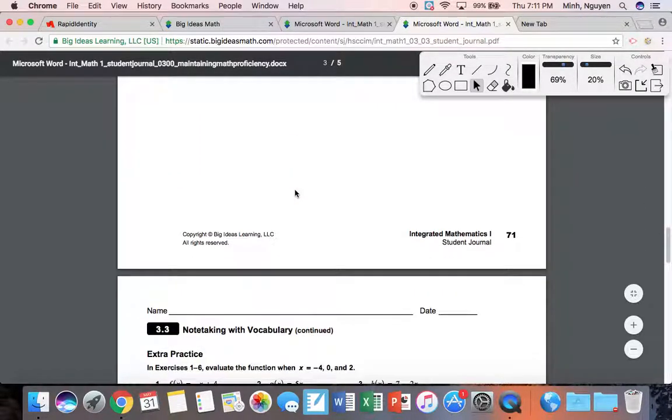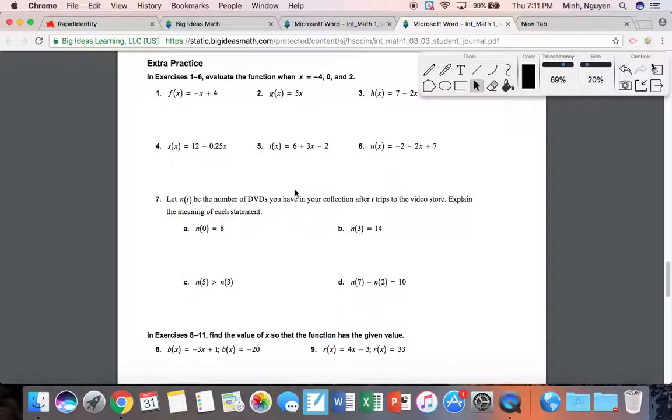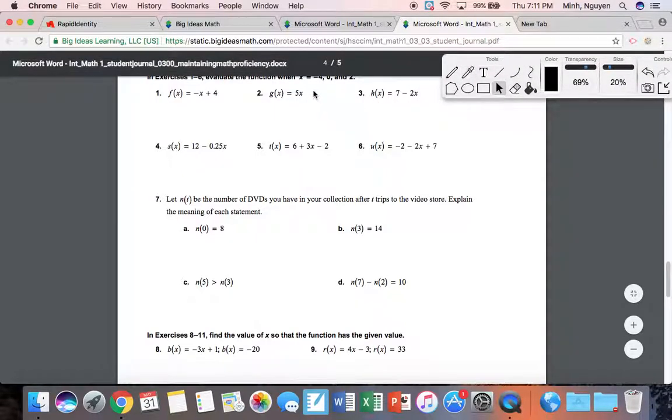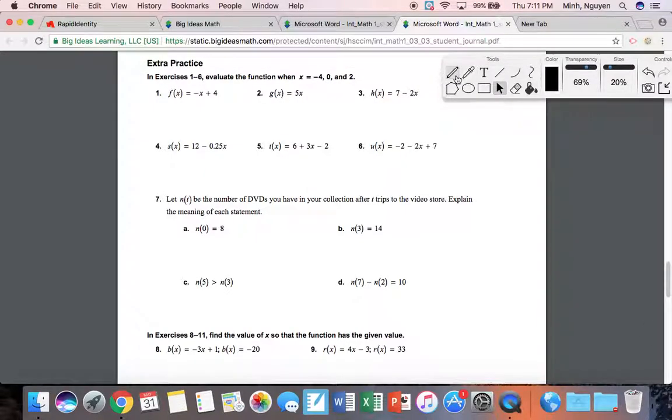So moving on to page 72, evaluate the function when. Evaluate just means figure it out, when x equals -4, 0, and 2. When it tells you to evaluate, it's basically telling you to substitute. Substitute what? For x, we're going to replace it with -4. You have to copy the negative sign because it was there from the start. And I'm replacing x with -4 plus 4. So I have -(-4) is +4.